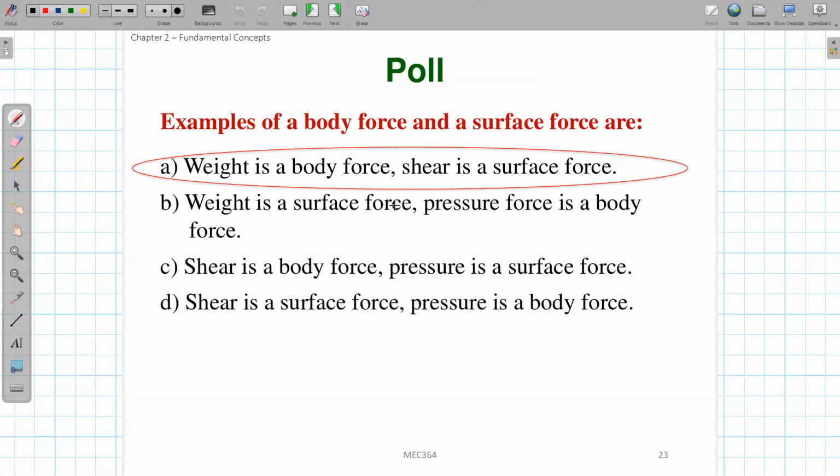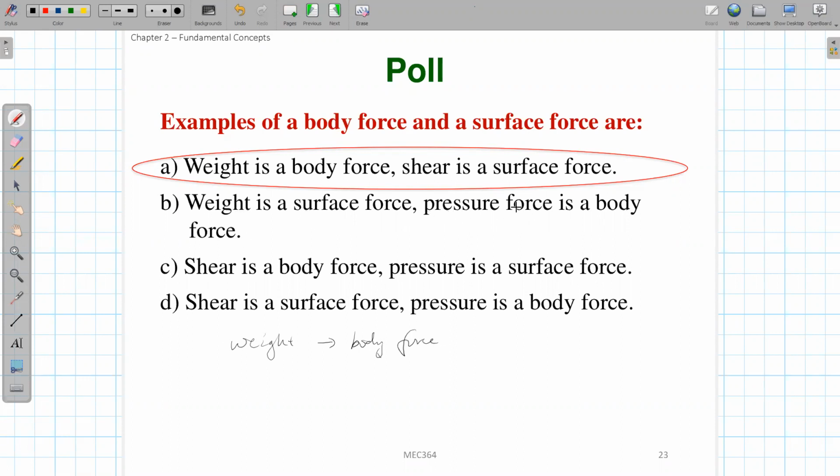So weight is the surface force. Definitely this is wrong, right? We already know that the weight is not only working on the fluid particle at the surface. It works on all the fluid particles, anywhere inside this fluid, right? So weight is a body force, okay? First, we know that weight is a body force. So that's one. This is wrong.